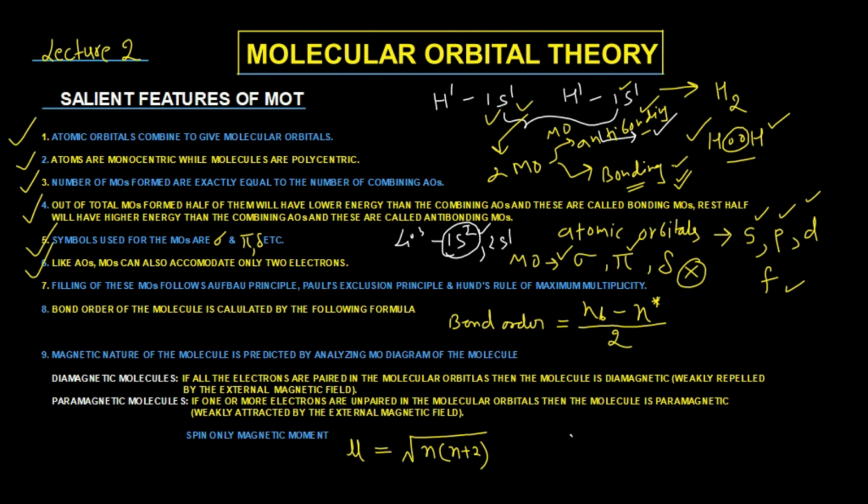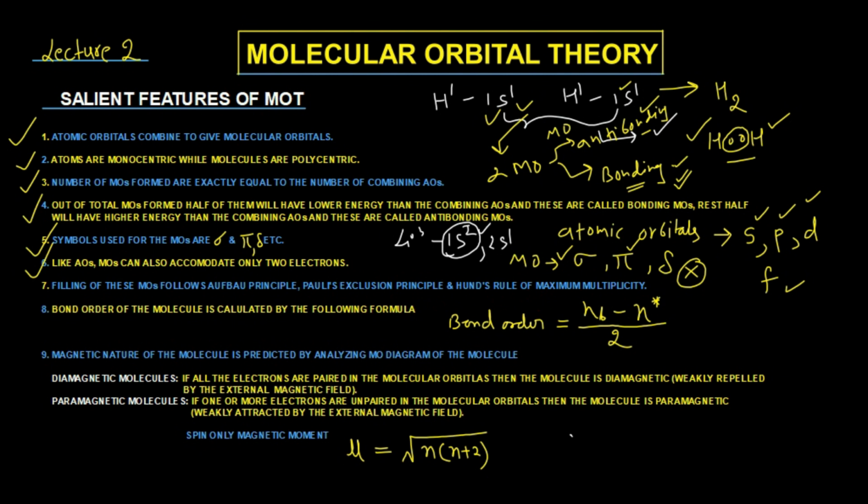That means any two electrons in the same molecular orbital can never have the same set of quantum numbers. The spin quantum number must differ if the other three are equivalent. So this will be followed in the filling of the molecular orbitals as well. And then lastly is Hund's rule of maximum multiplicity.